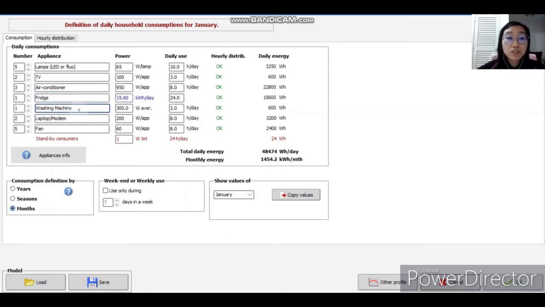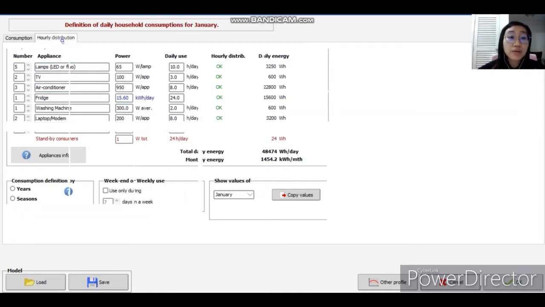And for the washing machine there is 1, at 3000 watts average. And for the laptop or modem there are 2, which are 200 watts per appliance. And for the fan we have 5, which are 60 watts per appliance. And next we can go to the hourly distribution.